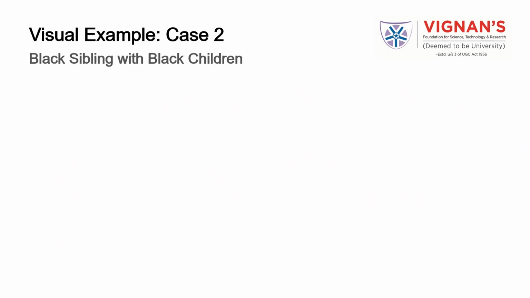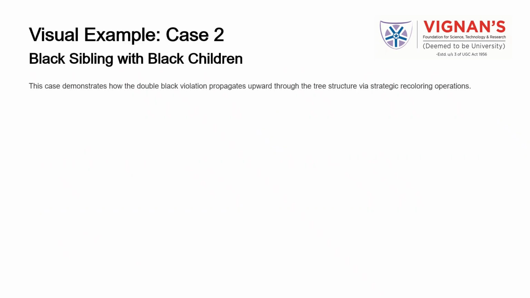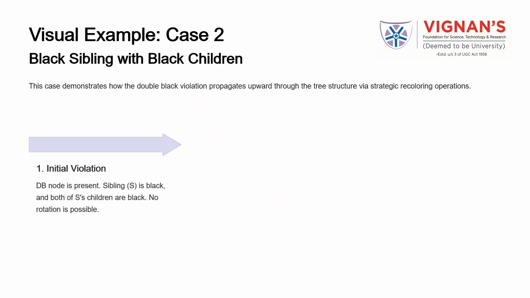Visual example, case 2: black sibling with black children. In this case, the double black node has a black sibling, and both children of the sibling are also black. Initial violation. The node is double black, and its sibling is black with both children black. There is no red node available to absorb the extra black height.